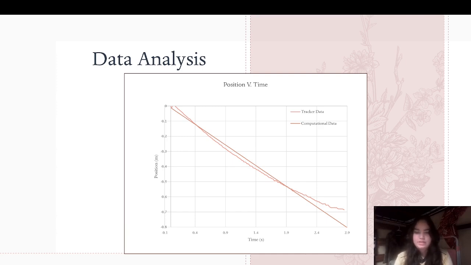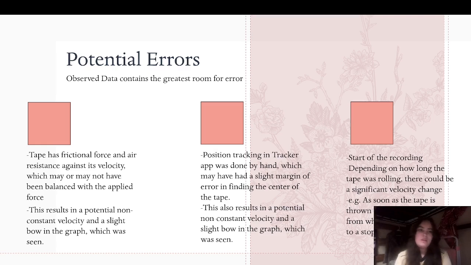However, the tracker data seems to taper off at a position before the computational data, and this could be because of a few different errors. The tape also experiences frictional force and air force, which is not considered in the computational model, which does not balance the applied force that we had put on it, resulting in non-constant velocity, with that slight bowing.